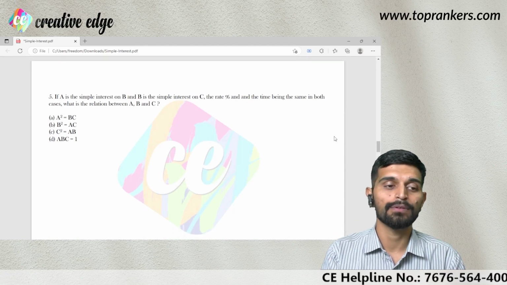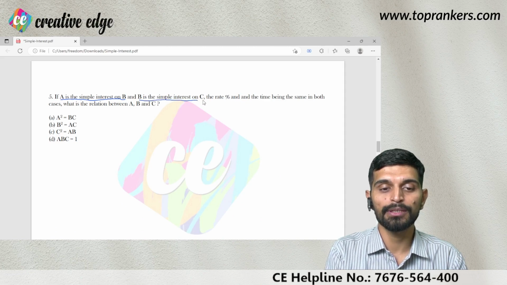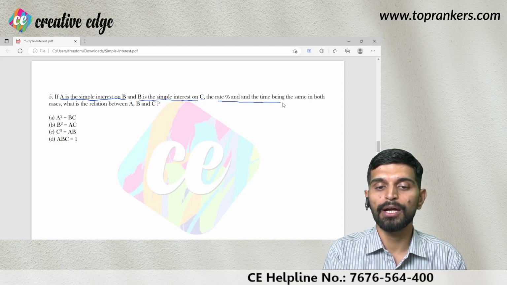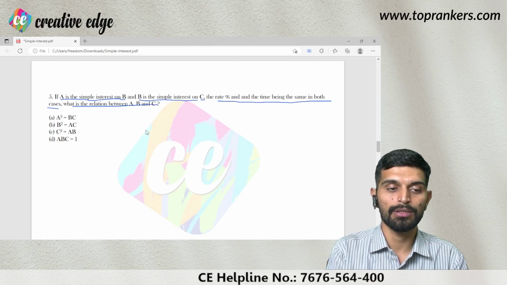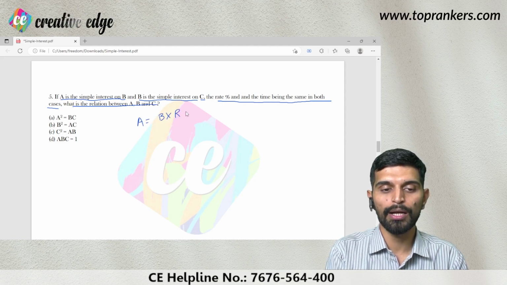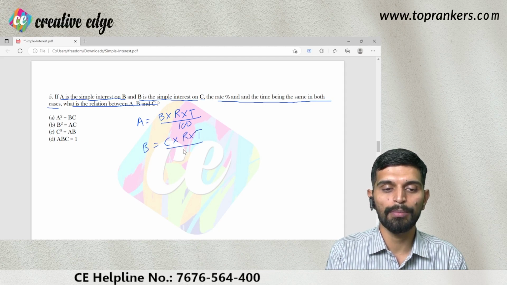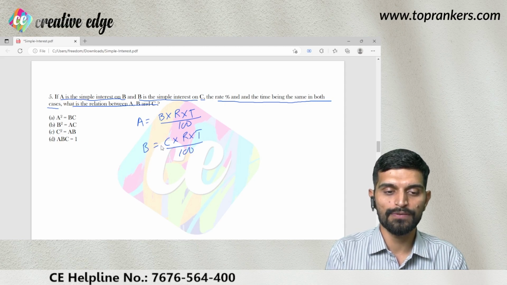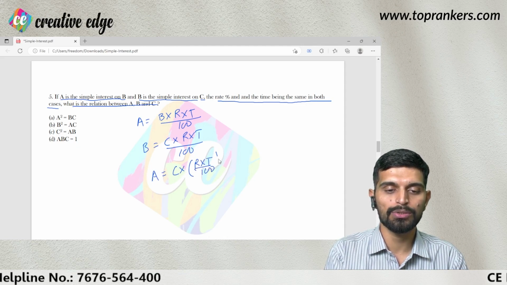Next, we have: if A is simple interest on B and B is simple interest on C, the rate percent and time being same in both cases, what is the relation between A, B, and C? So A is simple interest on B. So A is equal to B into R into T upon 100, and B is equal to C into R into T upon 100. So if I substitute this value of B here, I'll have A is equal to C into R into T upon 100 square, right?